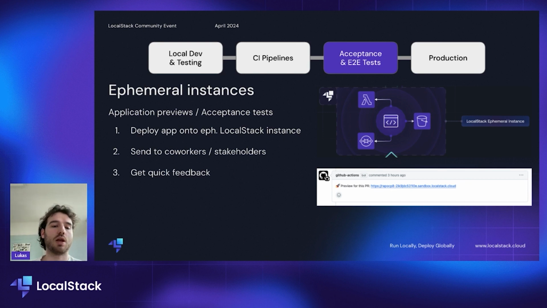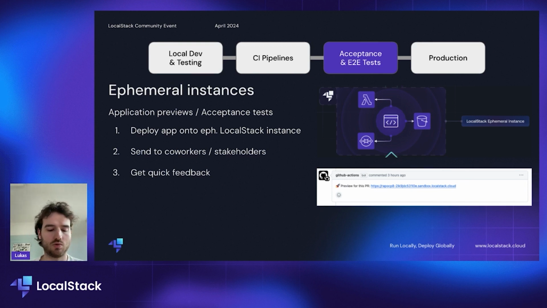And then we can take the link that's created for this ephemeral instance and send it to coworkers or other stakeholders and be like, hey, I've got the feature you requested here. Take a look and let me know if that looks good to you or if you want something to be changed. On the right-hand side, you can see, for example, also a GitHub comment, which we use, which basically just adds the URL of the instance to send to someone else.